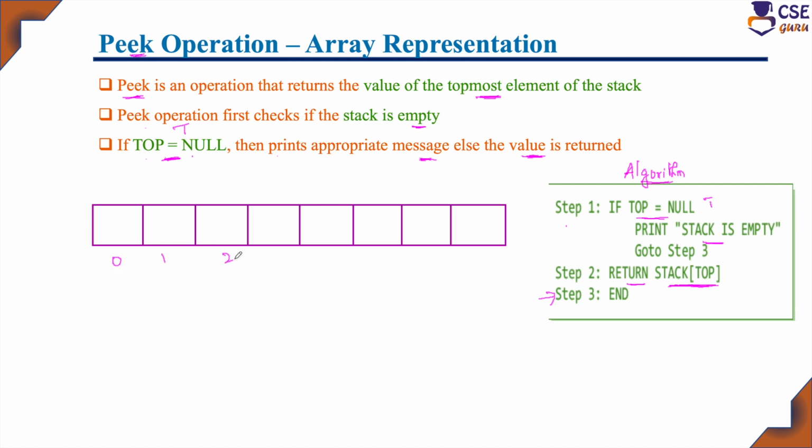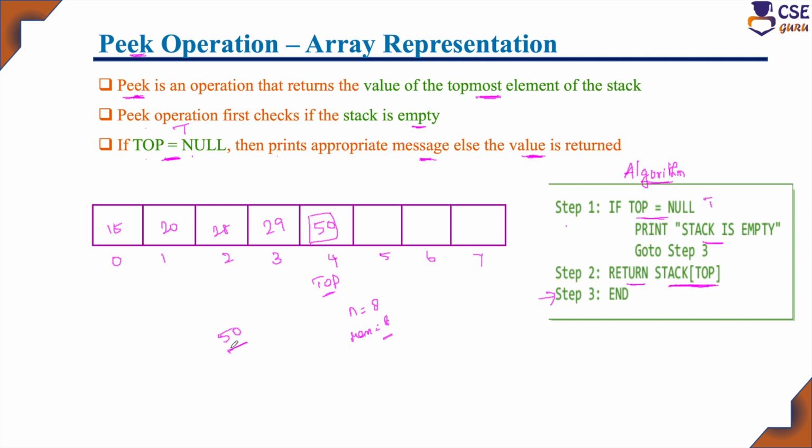Here, the memory locations run from 0 to n minus 1. The n value here is 8, that is, the max value is 8. Here we have placed the elements. Now top is pointing to the 4th position. If you implement the peek operation, it will return the value 50. Peek will display the top element of the stack.